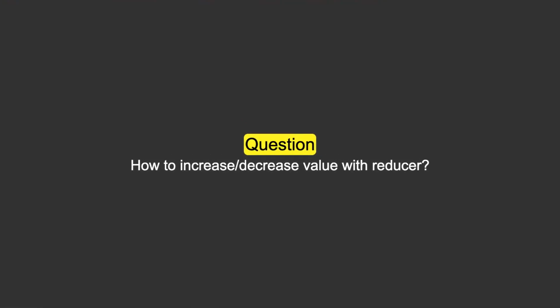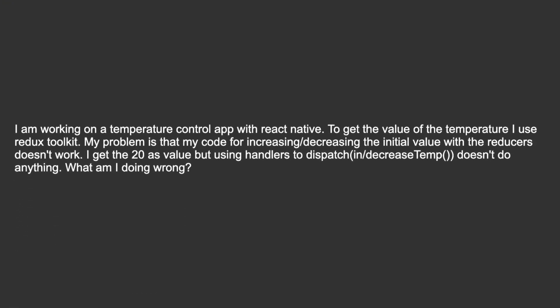How to increase/decrease value with reducer. I am working on a temperature control app with React Native. To get the value of the temperature I use Redux Toolkit. My problem is that my code for increasing/decreasing the initial value with the reducers doesn't work. I get the 20 as value but using handlers to dispatch in decrease temp doesn't do anything. What am I doing wrong?